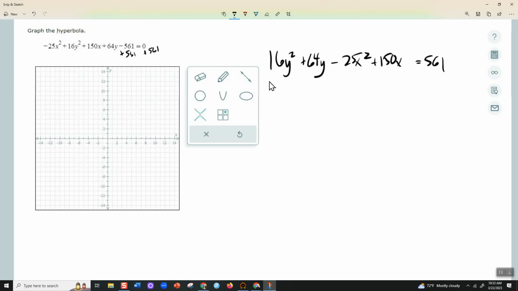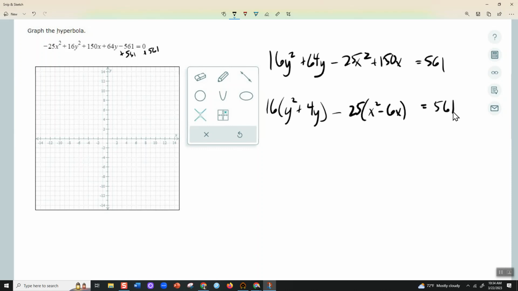I'm going to GCF the y values. I'm going to get 16 times y squared plus 4y minus 25 times x squared. Remember, if I'm taking out a negative, I need to flip this sign. Minus 6. Is that correct? Yeah. x equals 561. And to complete each square, I need to add half of b squared. And that's going to be 4.